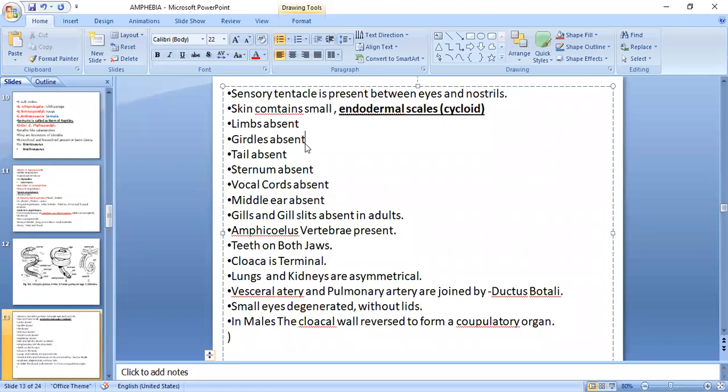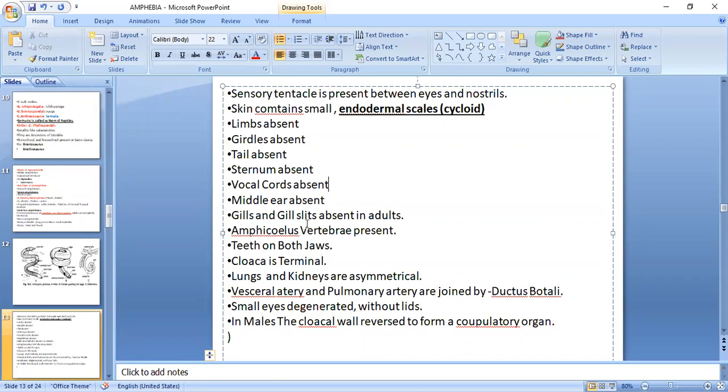కాబట్టి girdles కూడా ఉండవు. Okay, which support the limbs. Tail is absent. Sternum, urosternum తెలుగులో. So sternum is also absent, which supports the pectoral girdle. Okay, and vocal cords are absent, which are present in the frogs. So middle ear is absent, which is present in the frogs.